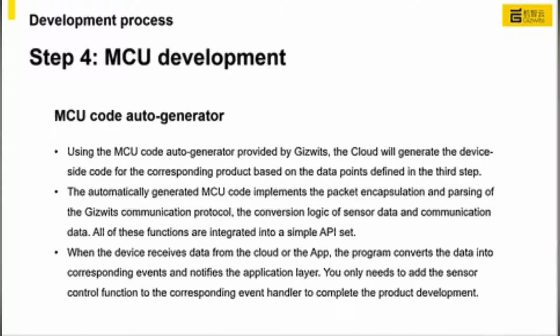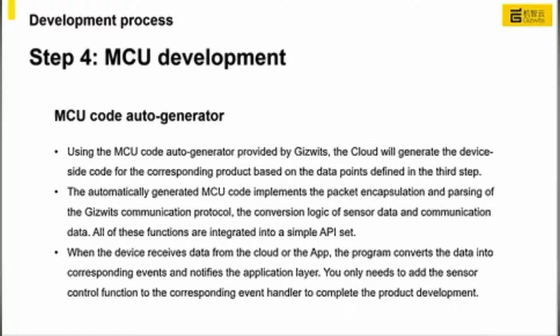Using the MCU auto-generator provided by Gizwits, the cloud will generate the device-side code for the corresponding product based on the data points defined in the third step. The automatically generated MCU code implements the packet encapsulation and parsing of the Gizwits communication protocol, the conversion logic of sensor data and communication data. All of these functions are integrated into a simple API set.